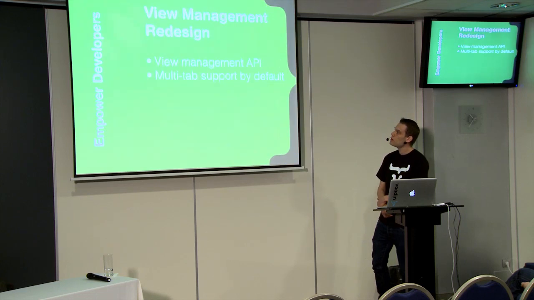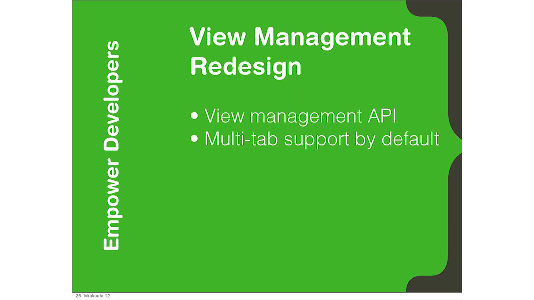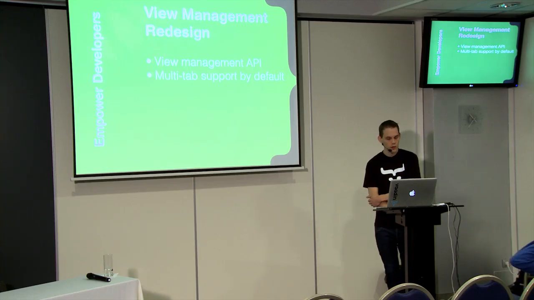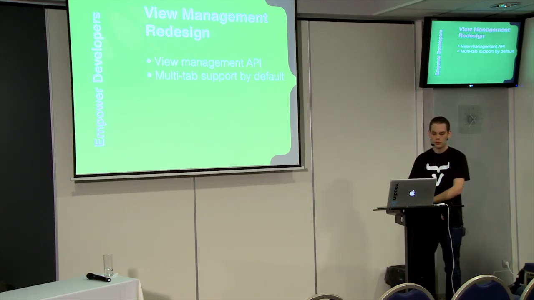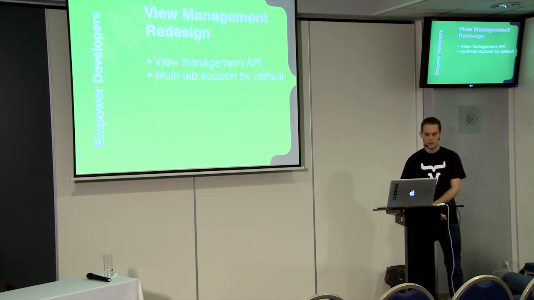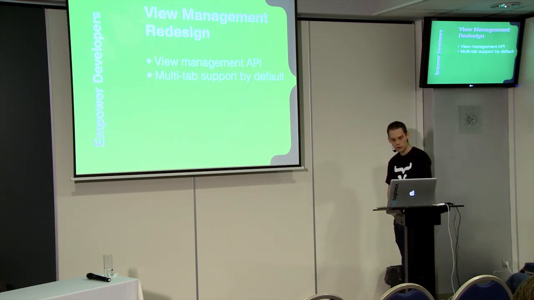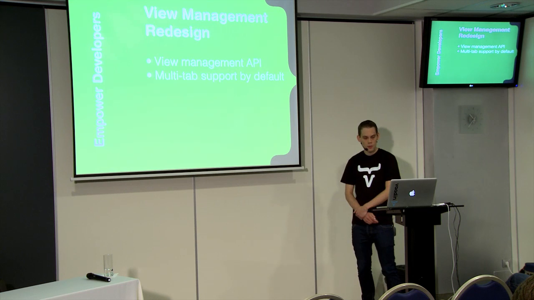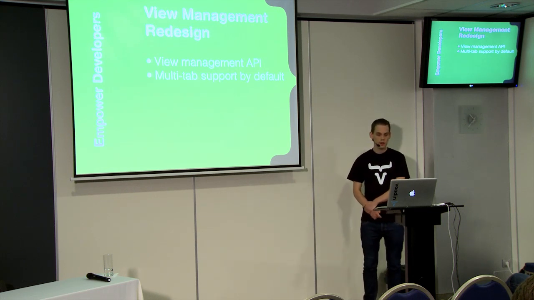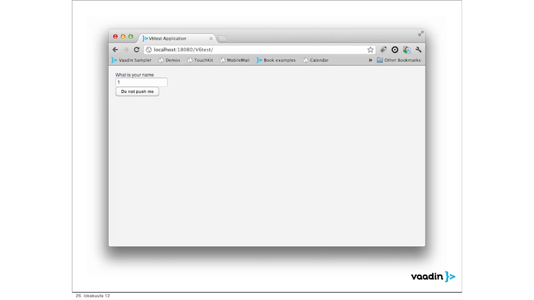So we want to improve the view management stuff. So we have that view management API, the navigator I was using in the example. Also, we support multi-tab applications by default, which means that in Vaadin 6 it was a bit problematic to support multi-tab applications.